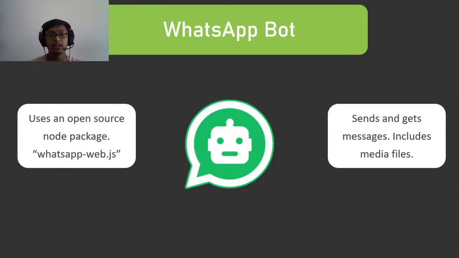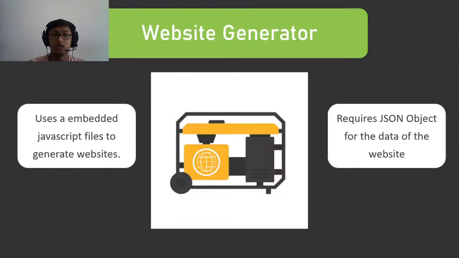What we can do with that functionality is we get the messages, and then we verify the messages according to the commands set in our WhatsApp bot, and determine what the user wants. Then it tries to create the website with the help of the website generator, using the data that we got from the user. The website generator actually uses embedded JavaScript files to generate the website, and it requires a JSON object to populate the data in the website, and we also get the JSON object from the WhatsApp bot.